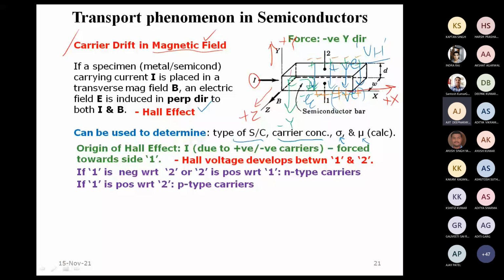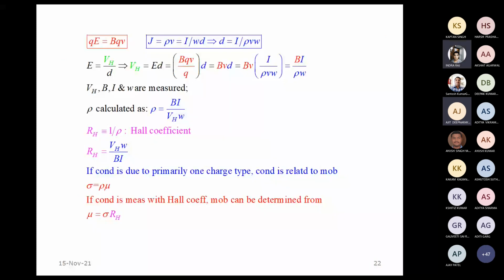There are applications of this effect in a magnetic field meter. We can measure the magnetic field strength. We can also use this as a Hall effect multiplier, which is an apparatus that can multiply two signals together. The mathematics behind this is summarized in this slide.